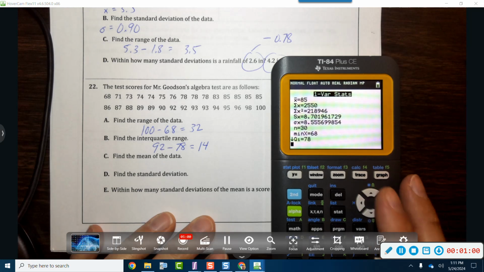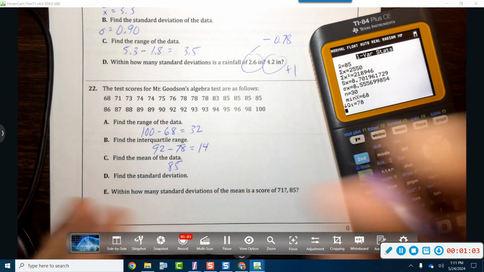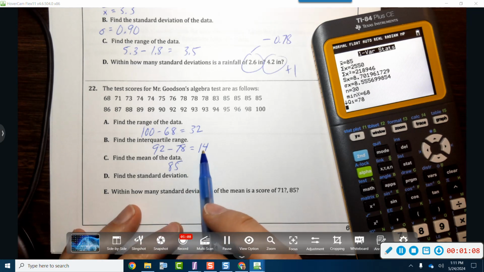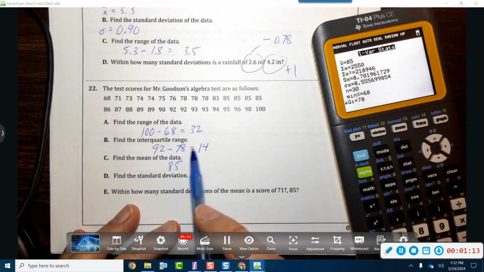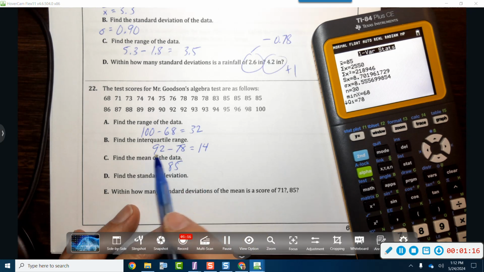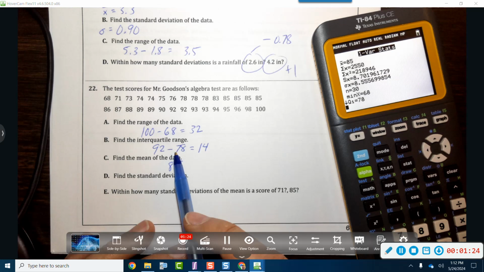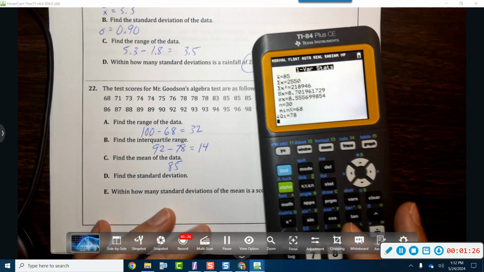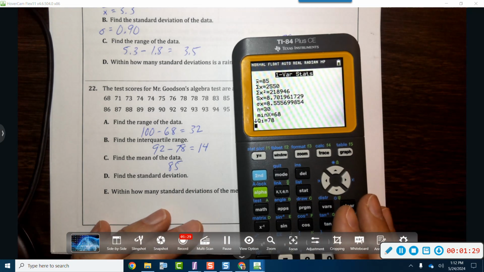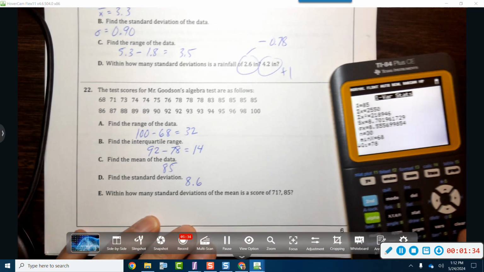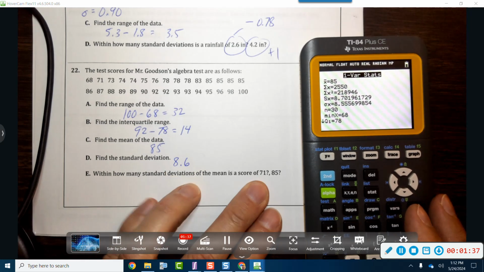The mean, scrolling up, is 85. So I would probably say this is kind of on the easier side of tests. You only have 14 data points inside the interquartile range, or 50% of your data is within those 14 points. I would say this is a little on the easier side of a test, especially when the average is 85. Standard deviation, though, is 8.6. All right, so how many standard deviations away is a score of 71?